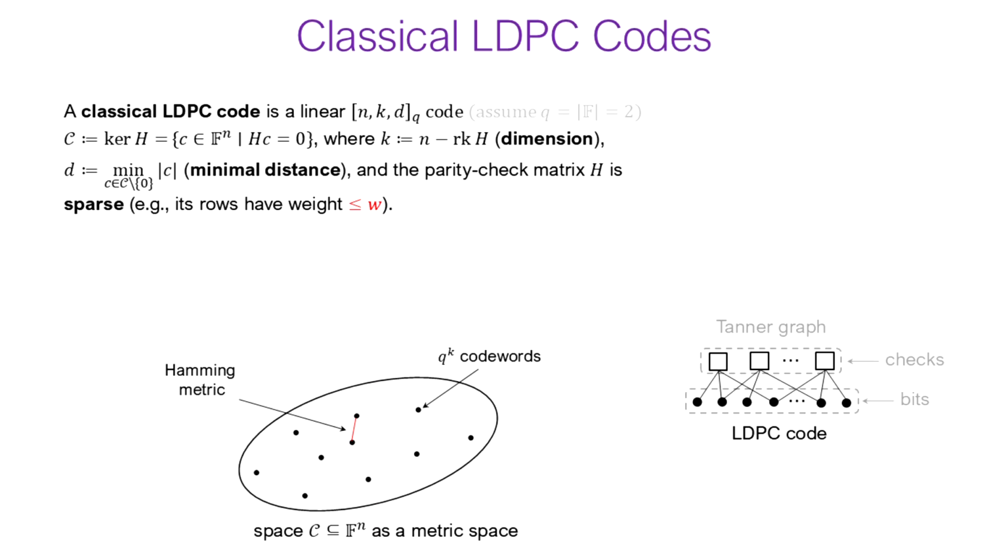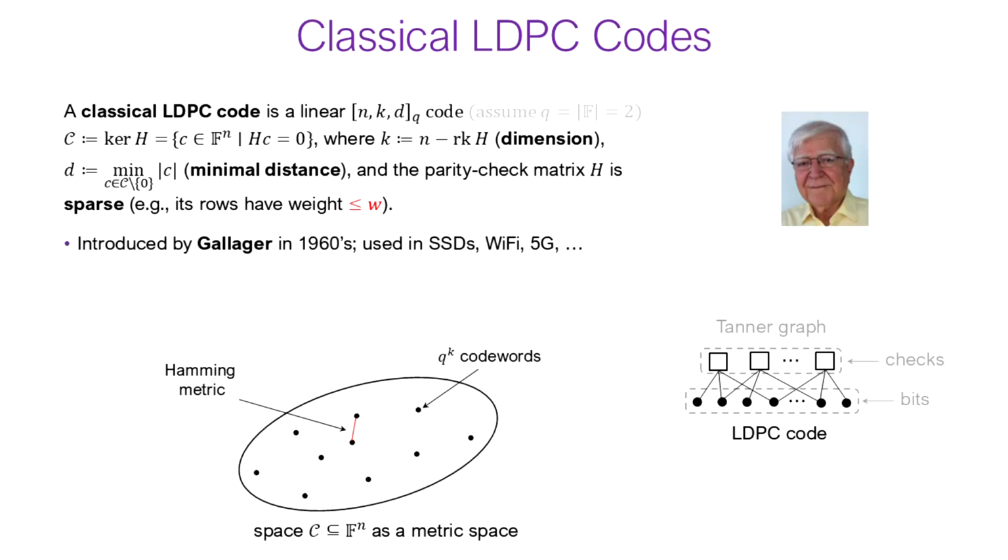LDPC codes can be very naturally represented by what is called a Tanner graph. So it's a bipartite graph where we have two parts. One corresponds to bits and one corresponds to checks. These codes were introduced by Robert Gallager in the 60s, and nowadays they're used almost everywhere.